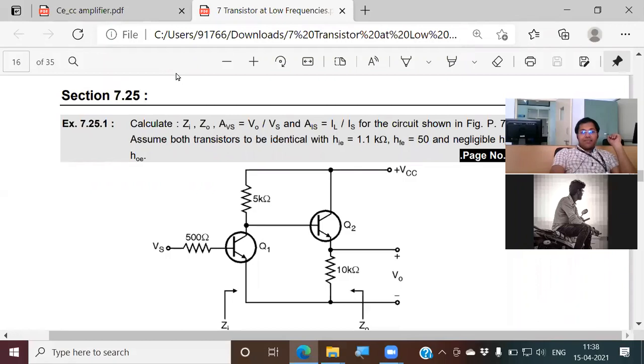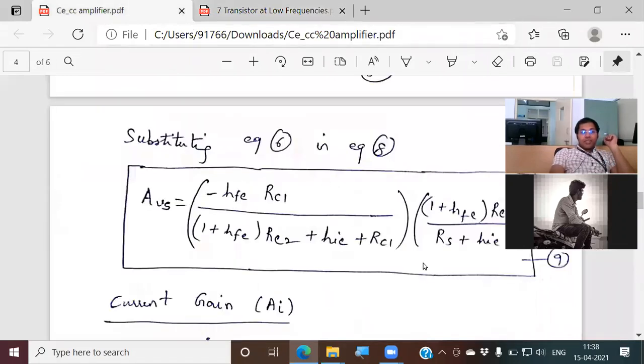Does anybody have any difficulty? Say yes or no. No, sir. Okay, great. So you have noted down the values, I believe. Just substitute here. Tell me the answer that you are getting. I already have the answer with me ready. We will compare. 154.4. Very good.